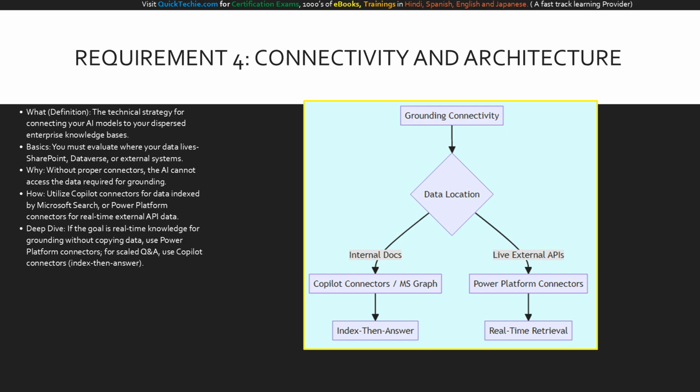Look at this architectural decision tree. When planning your grounding connectivity, the first question is data location. If your data consists of internal documents and files, you route to Copilot connectors and Microsoft Graph, leveraging an index-then-answer model. However, if your requirement is to pull live data from an external billing system or a live support API, you route to Power Platform connectors for real-time retrieval. Defining these connectivity paths up front ensures your engineering team builds the right integration layer for your specific business needs.